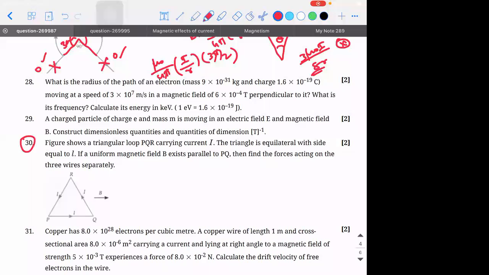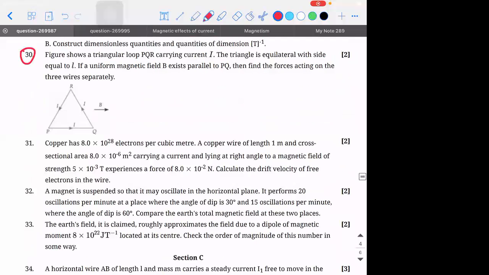Next, let's do the 30th one. So figure shows a triangular loop PQR carrying current I. The triangle is equilateral with side equal to L. If a uniform magnetic field B exists parallel to PQ, then find the forces acting on the 3 wires separately. So here, what is the tricky part?